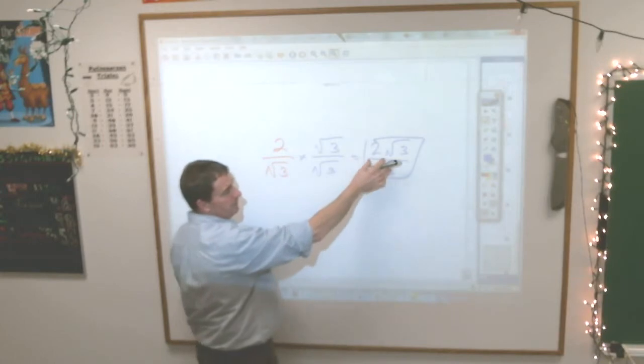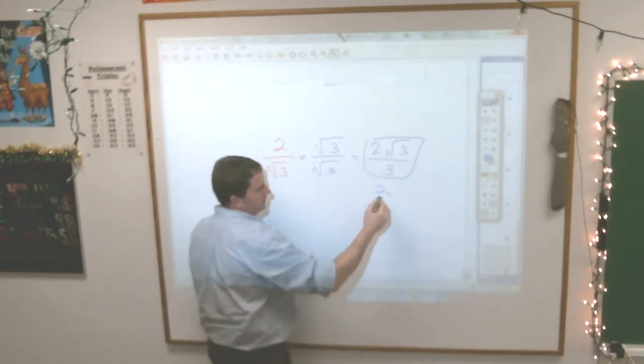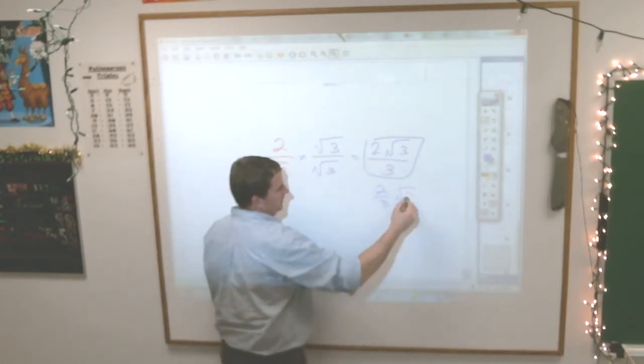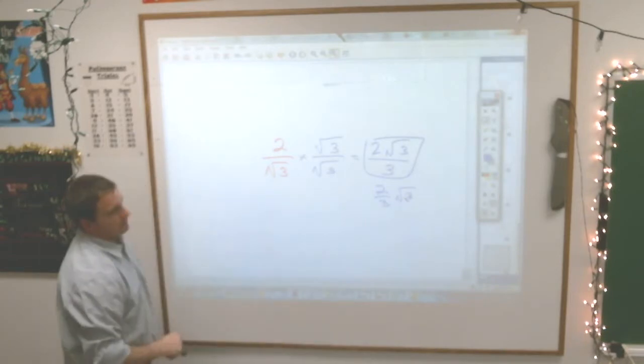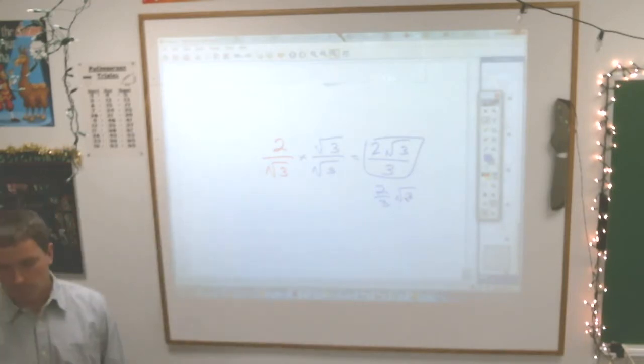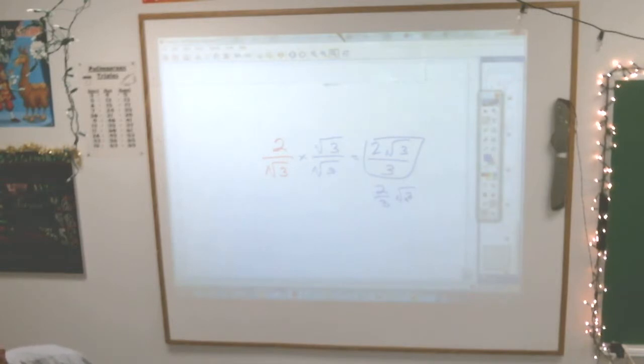By the way, this, children, is the same thing as saying 2/3 times the square root of 3. It means the same exact thing, if you ever see it that way. Is that all there is? There's got to be more. Here's one.